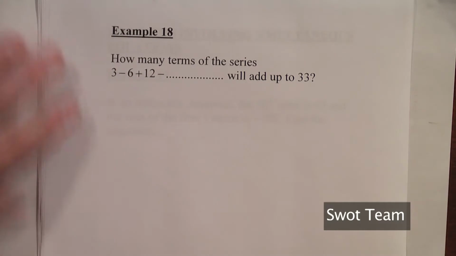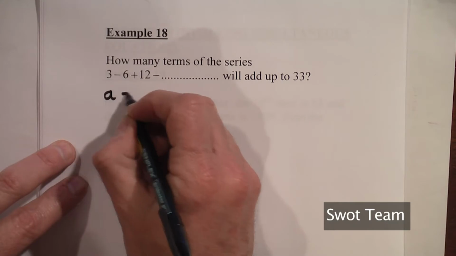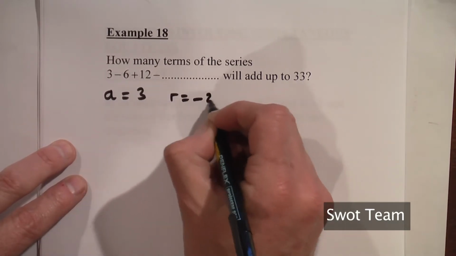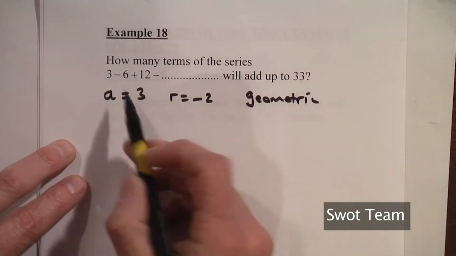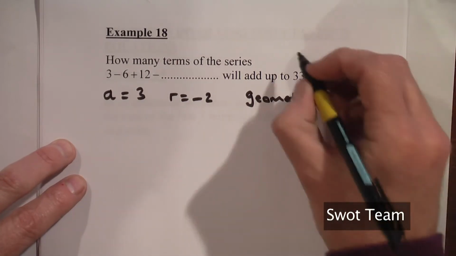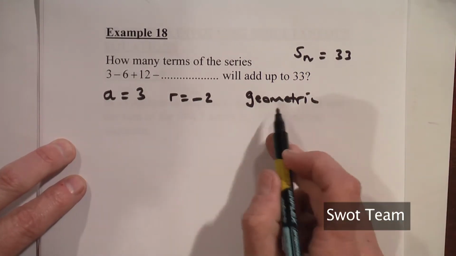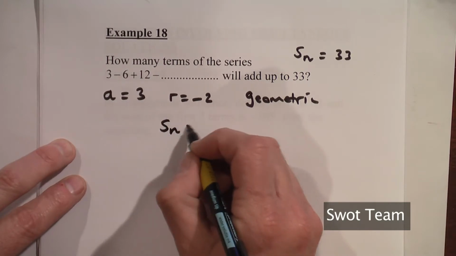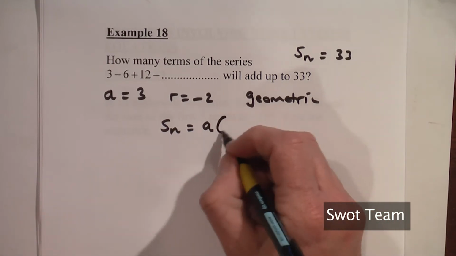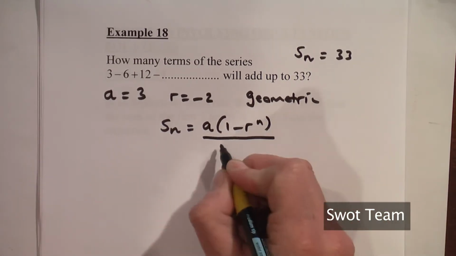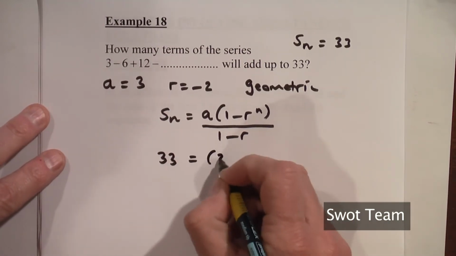Let's look at the 18th example. Covering quite a bit of stuff here. Again, I'm not going to go into this, but clearly you can see that it's geometric. Okay, how many terms will add up to 33? The sum of a certain number of terms is 33. Now it's geometric, so we know that Sn is a. If you look at that, what do we know? We know that it's going to be, let's take, 1 minus r to the n over 1 minus r. Sn is 33. The a is equal to 3.